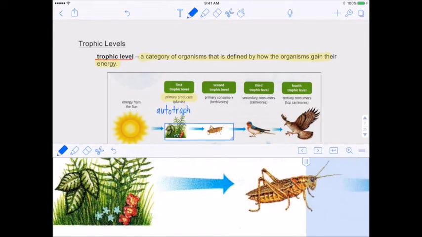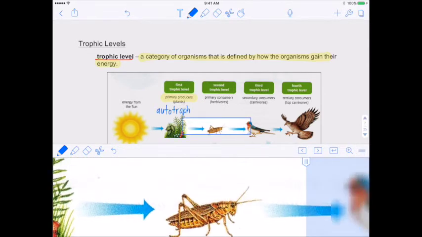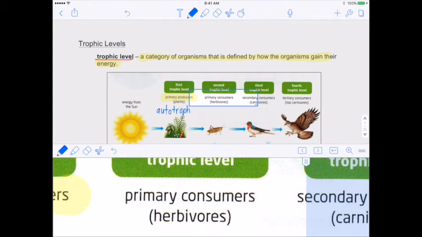There's an arrow that goes from the plant to the grasshopper. And this tells us that energy travels from plants to grasshoppers. It also tells us that grasshoppers are eating plants. So any organism that consumes a primary producer is called a primary consumer. Now, since these types of consumers don't make their own food and they only eat plants, we call them herbivores. And a herbivore is what you would refer to as a vegetarian, only eats plants.